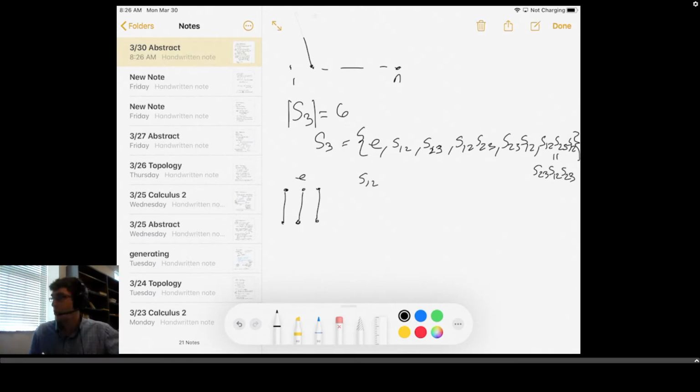S12, which, here, as I do them, why don't you let me know what the cycle notation is for these? Okay, so I'm on S12. What is its cycle notation? And then I'll just draw.